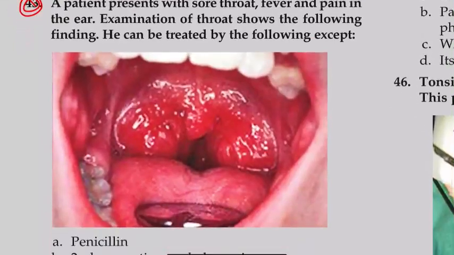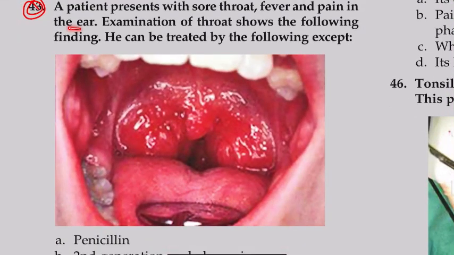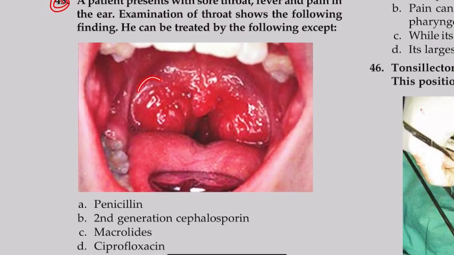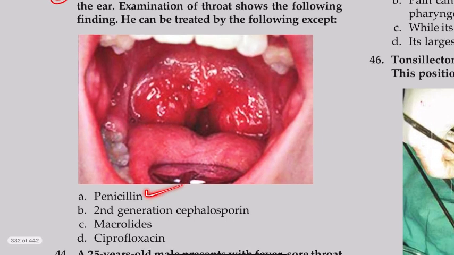The patient presented with sore throat and fever, pain in the ear. The examination of throat shows the following finding: he can be treated by the following except. Now here, yes, the enlargement of tonsil is seen. So here penicillin can be given, second generation cephalosporin, macrolides, but ciprofloxacin cannot be given, right?